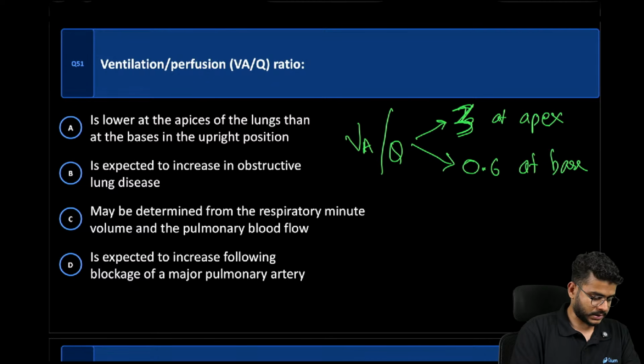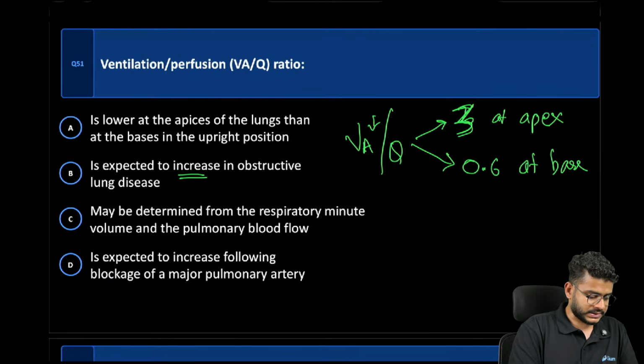What is the next? Is expected to increase in obstructive lung disease. Let's see. In obstructive lung diseases, the ventilation is decreased, right? So the ratio will be decreased, not increased. Okay, when VA decreases, the ratio will decrease. Okay, may be determined from the respiratory minute volume and the pulmonary blood flow.